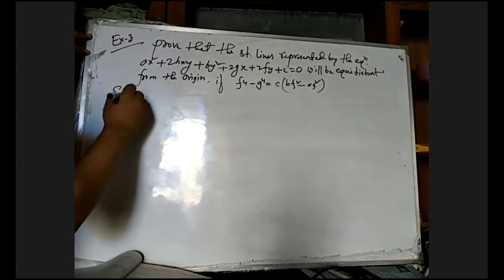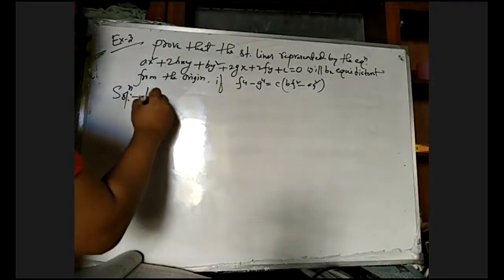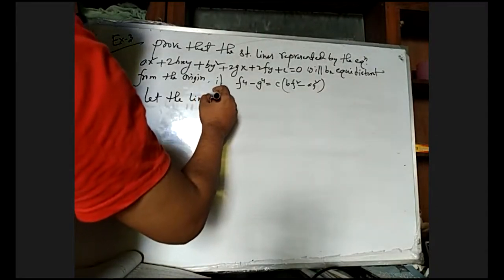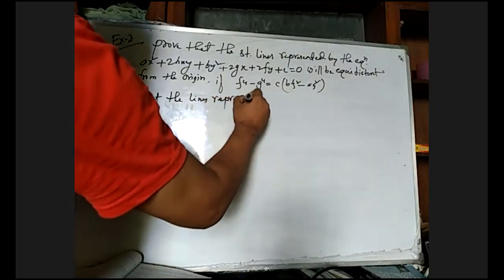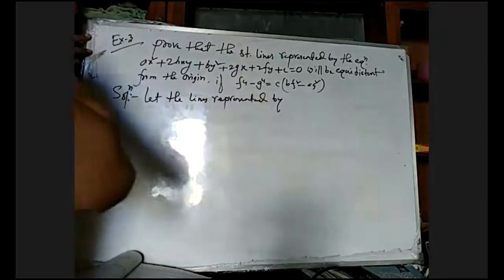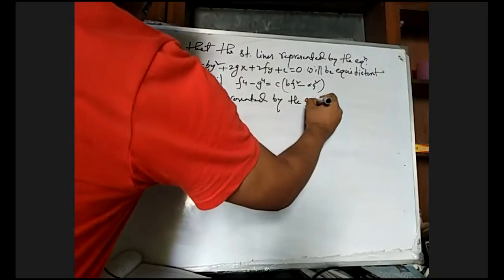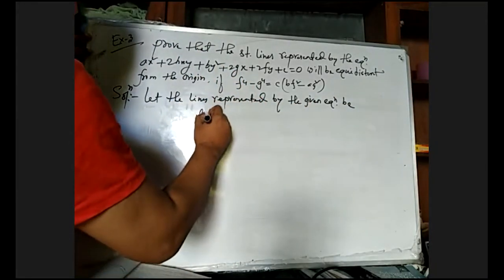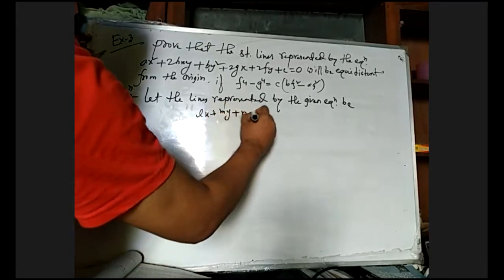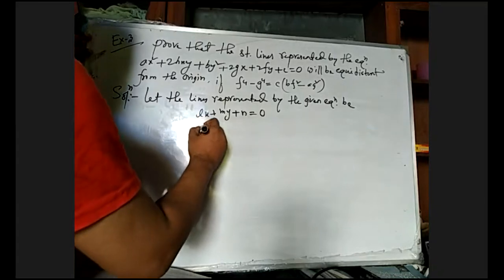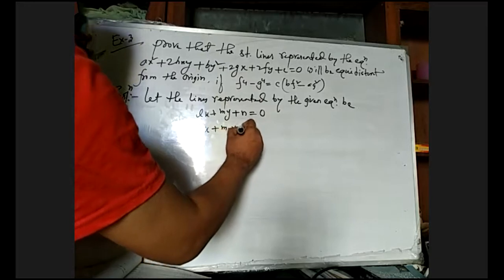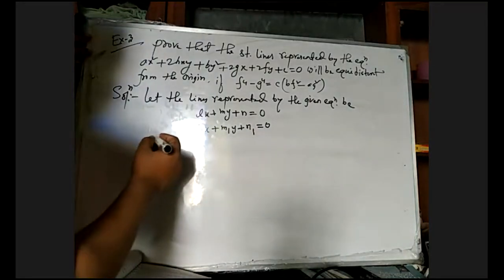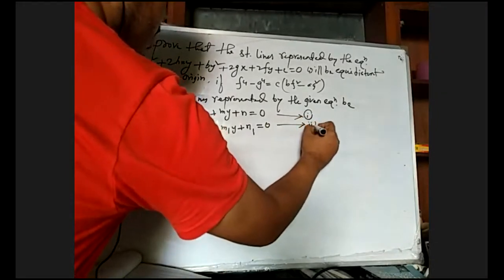Now solution. Let the lines represented by the given equation be lx plus my plus n equals to 0, and another one is l1x plus m1y plus n1 equals to 0. This is equation number Roman 1, and another is Roman 2.